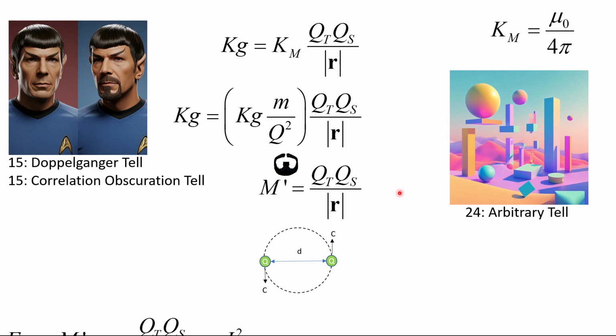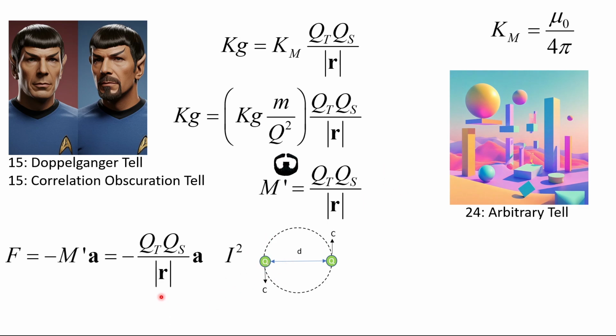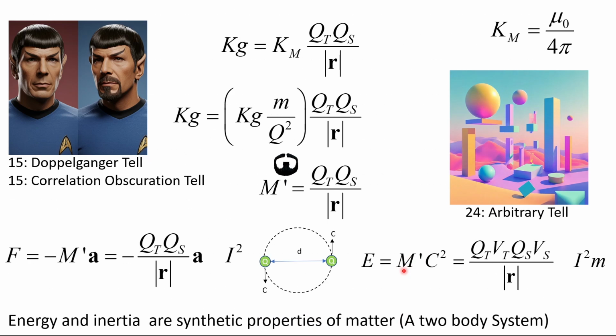Because from this system, the inertia of this system is equal to Q squared over R. And the energy of this system is E equals mc squared, where this is the inertia times c squared. And the reason why I wanted to use this symbol here is so when I show you these equations with this symbol, you will identify what I'm trying to get across. And that this is no longer mass, really. This is inertia. And energy and inertia are synthetic properties of matter, matter being now a two-body system.